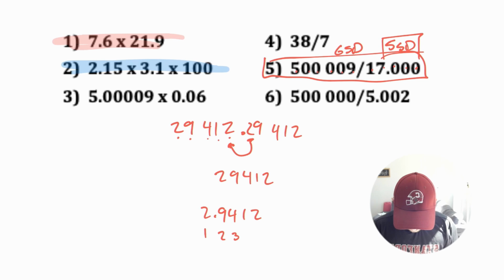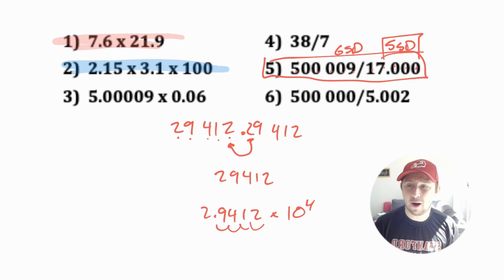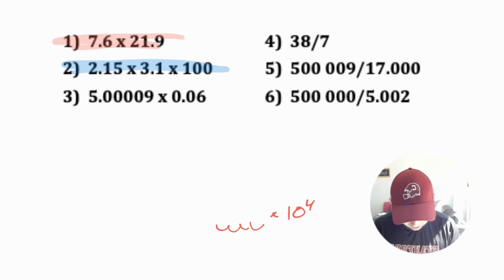All right. And I would write this times 10 to the power of 1, 2, 3, 4. 1, 2, 3, 4 times 10 to the power of 4. So that's the other way I could write this one. Done. All right, let's go on to the next one here, our final one, number 6.